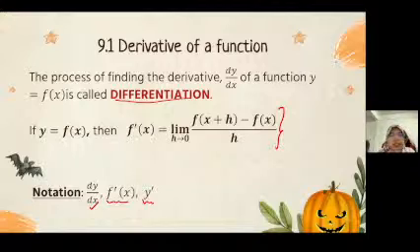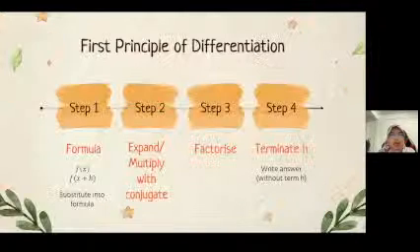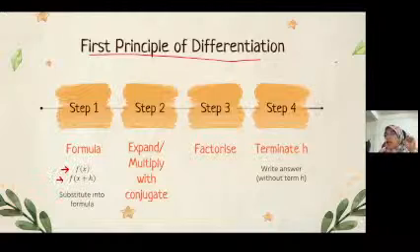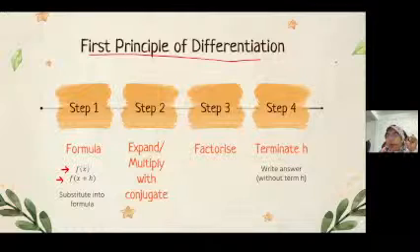Okay, so let's see the steps. How to do the first principle of differentiation. So I'll give you a few steps. The first step is that you must write down the formula, determine what is your f(x), and then determine what is your f(x plus h). So you have to determine two things, f(x) and then f(x plus h).